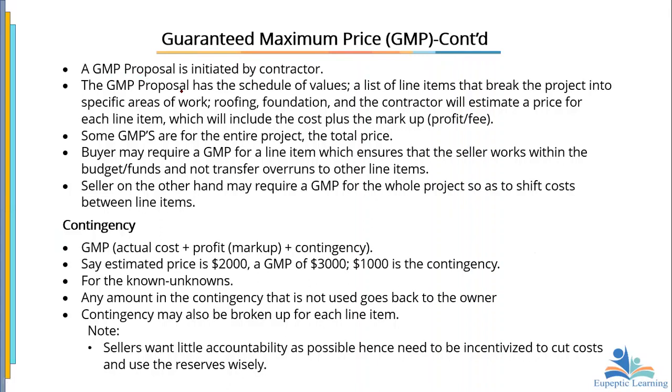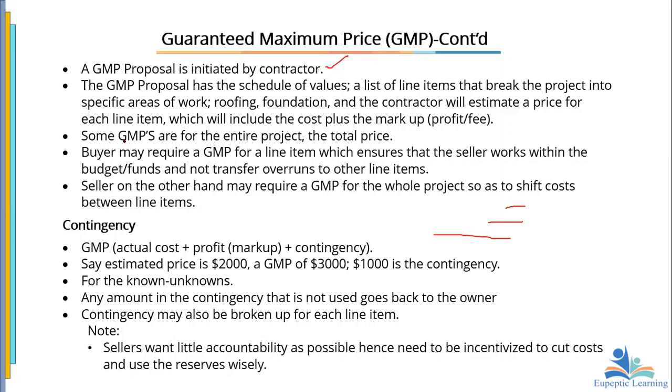It is a proposal that is initiated by the contractor. So that is a point that we need to look at. It has a schedule of values. In other words, a list of line items that break the project into specific areas of work, for example, roofing, foundation, and the contractor will estimate a price for each line item, which will include the cost plus the markup. So for instance, foundation will cost this. When I raise it to window level, it will cost that. To lintel level, it will cost that. Or this stretch of road, maybe 10 meters of it will cost this. When we do it up to this point, it will cost that. And there's what we call a markup or a profit added to the actual cost of it.